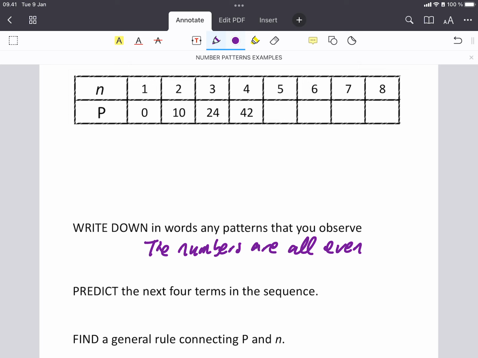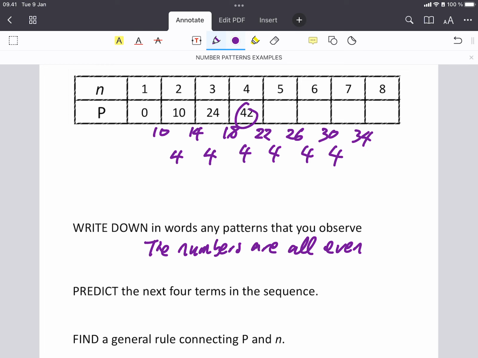Well, let's look at differences again. So they're going 10, 14, 18. Okay, so the differences between the differences are 4 every time. So we can predict that this is going to go plus 10, plus 14, plus 18, plus 22, plus 26, plus 30, plus 34, so that the differences between the differences are 4 every time. And then we can start trying to figure out the terms themselves.